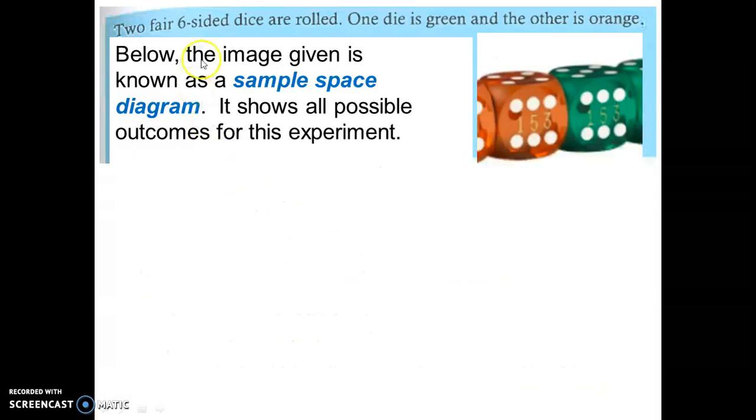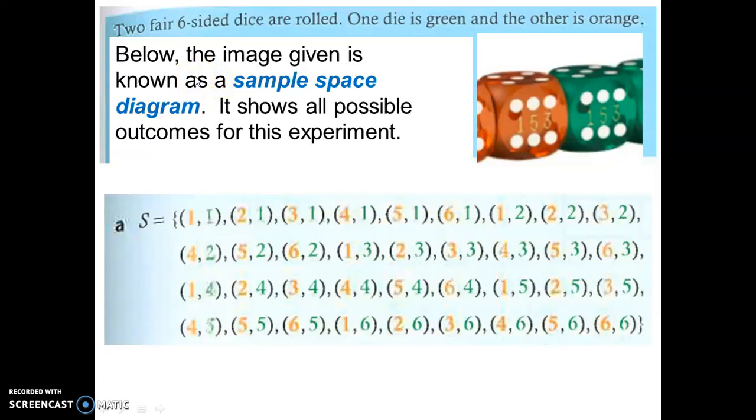Okay, so now 2 fair 6-sided dice are rolled. One die is green, another is orange, like we have here. Below the image given is known as a sample space diagram. Oh no, wait, sorry, that's wrong. The sample space diagram will appear in just a moment. This is our sample space, but that might be kind of tedious to write all that. Well, here's our squiggly bracket, and you can roll a 1 and a 1, or a 2 and a 1 or a 3 and a 1, and all the possibilities are there.